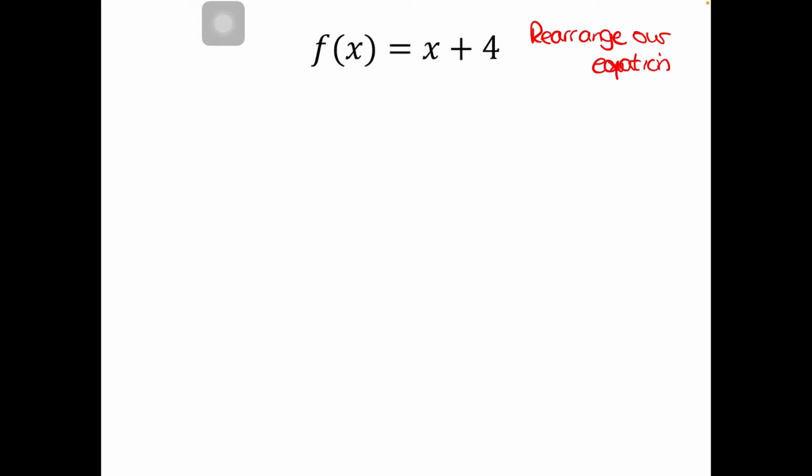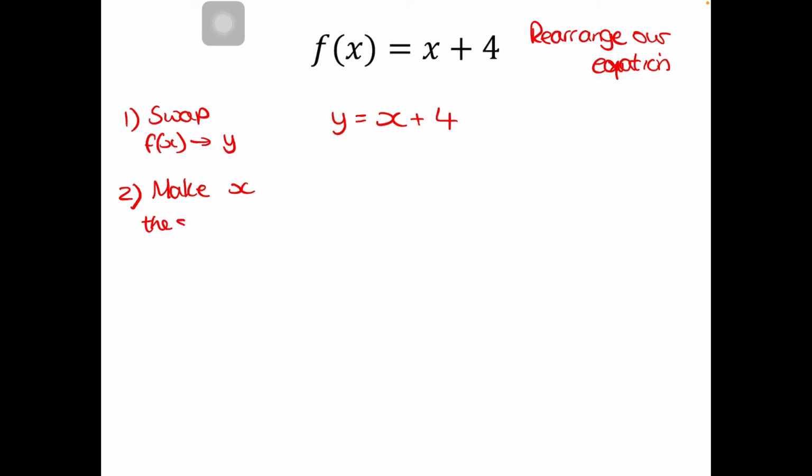The first step I always want you to do is we swap f of x for y. Okay, that's the first thing. So if I've got my f of x equals x plus 4, I'm going to change this to y equals x plus 4. The second step is I am going to make x the subject.